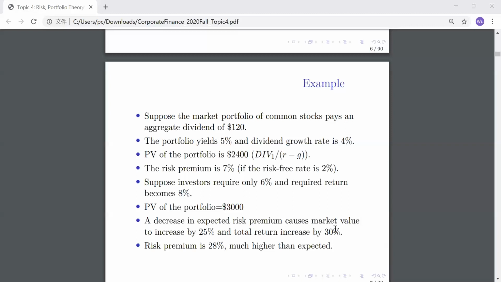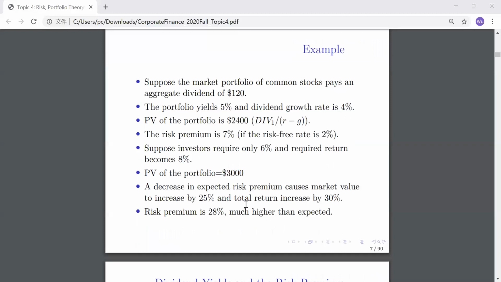So now the realized risk premium is 28%. That is much higher than expected. Again, we need to differentiate between the expected risk premium and the realized risk premium, which is now 28%. So how do we get this 28%? That is the 30% minus the 2% risk-free rate.